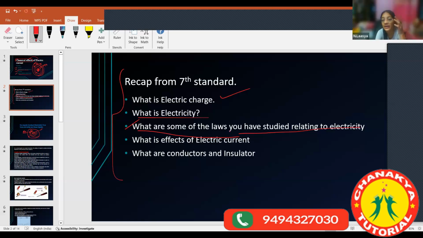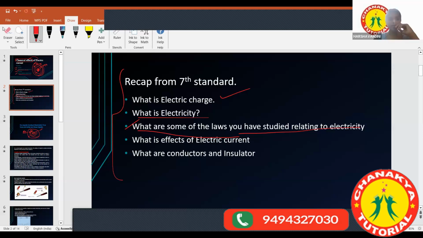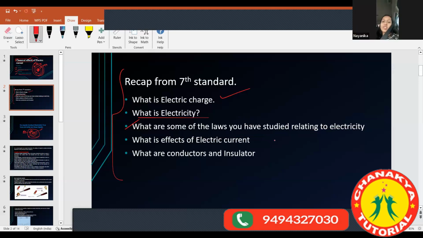Ma'am, like about the electricity. Did you study any laws of any scientists? No, ma'am, I guess. The electrons move from the positive terminal to the negative terminal. That is one of them. Is that a law? It's a property of the electricity, ma'am. So I'm talking about law. I don't know any, ma'am.